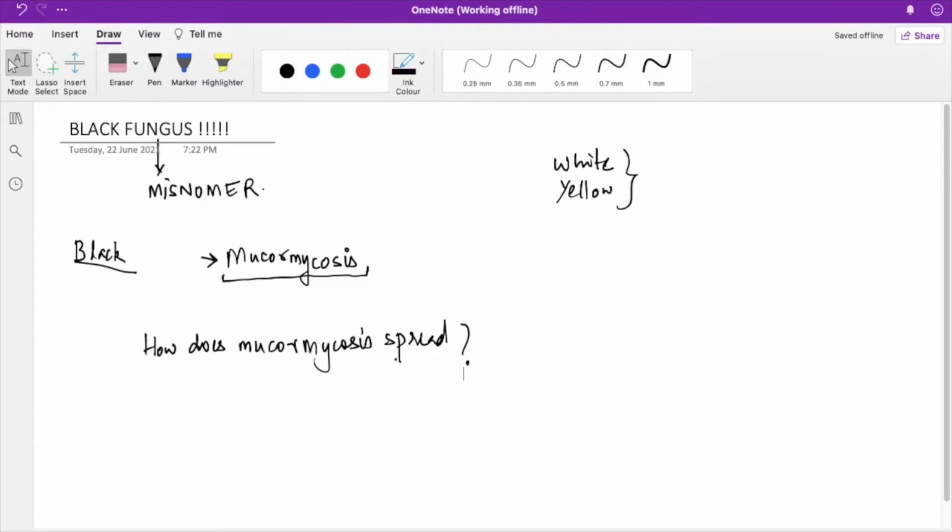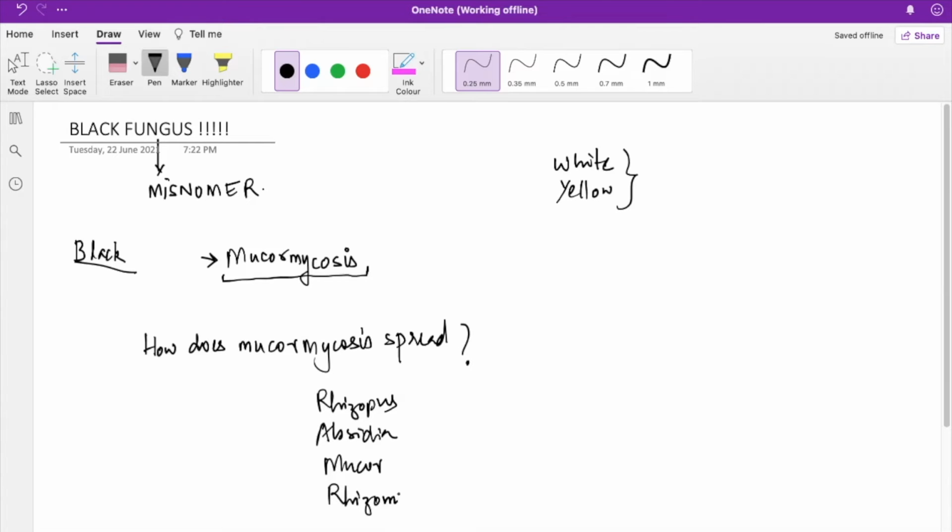Mucormycosis is caused by fungus like Rhizopus, Absidia, Mucor, Rhizomucor, and some more names are there, but these are the most common ones and they belong to the group Mucormycetes. This is a group of fungi.